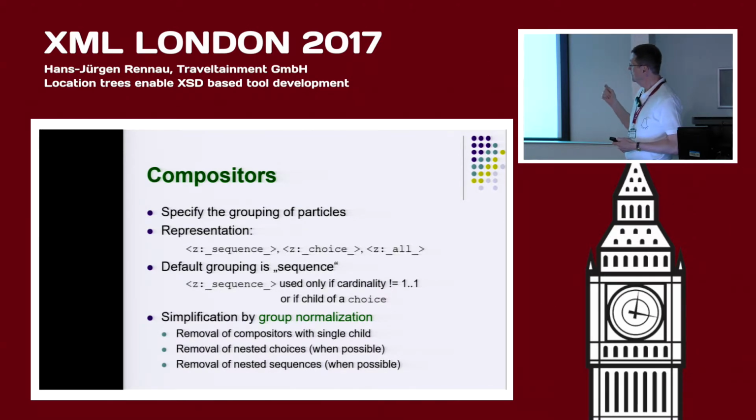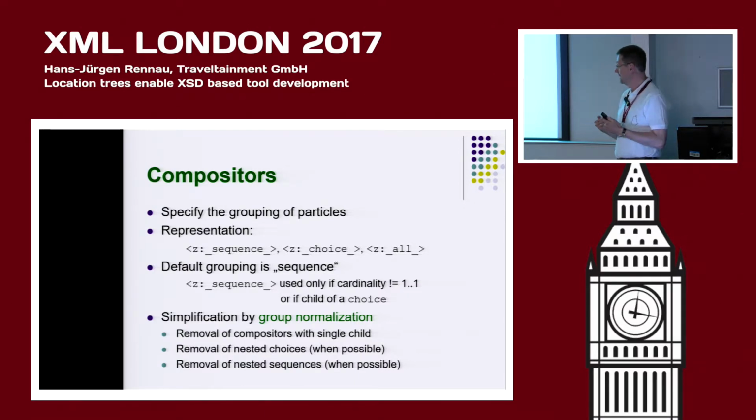A few words about compositors. We have three, in alignment with schema: sequence, choice, and all. But sequence is the default compositor, the default group. Sequence elements are left out if the omission does not lose any information. They are not left out in cases where this would distort the information. This is the case if a sequence has a minimum or maximum cardinality which is not 1. Then I must not leave out the sequence element, and I must attach this cardinality information at the sequence element. And likewise, when the sequence is a child of a choice, I must not leave out the sequence element, obviously.